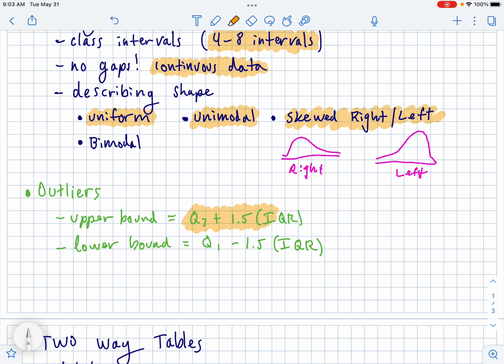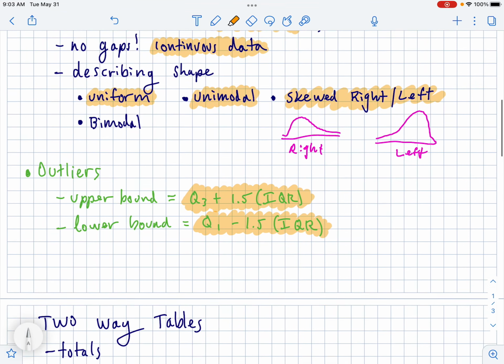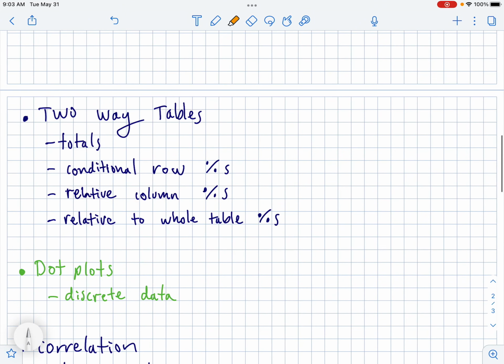Know how to check for outliers. So have these formulas written down in your notes. Q3 plus 1.5 times the IQR is the upper bound, and Q1 minus 1.5 times the IQR is our lower bound. Any data value that is above the upper or below the lower bound is considered an outlier in the data.